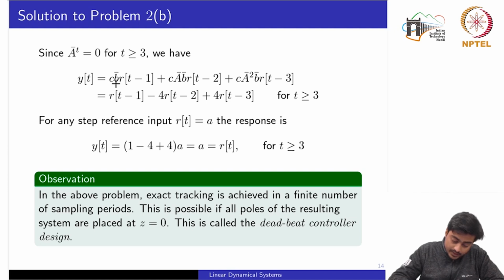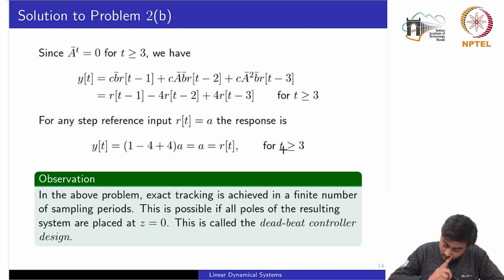Substituting the C and the B vectors, we finally obtain this one. Now we know that this reference signal is a step input of magnitude A. So I can replace all these reference signals, which are the shifted versions, because they would remain the same, being a step input. So we have replaced them by 1 minus 4 plus 4 times A. Finally we will get this A, which is nothing but equal to R of t for all t greater than or equal to 3.